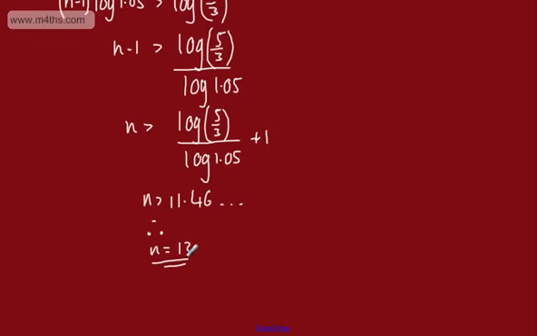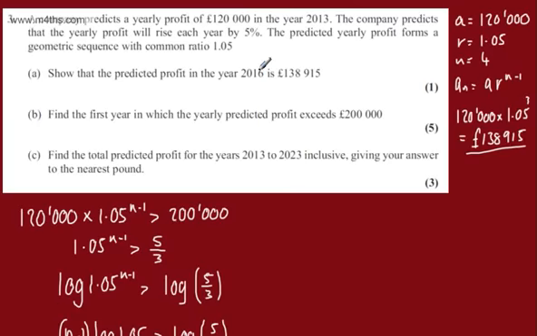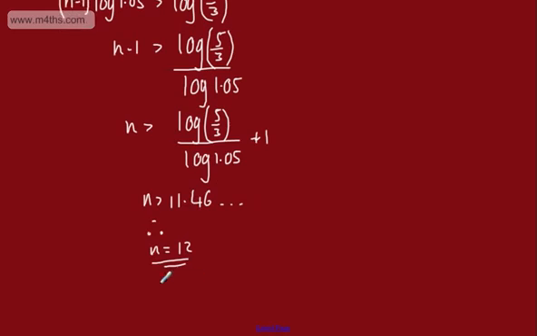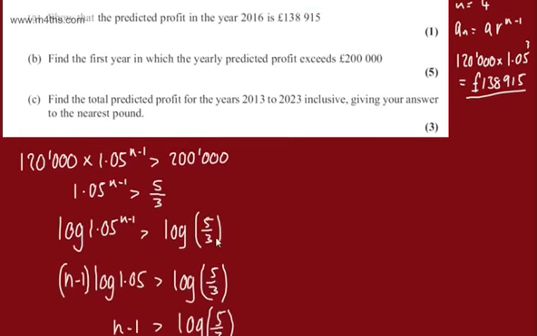If n is equal to 12, if we started in the year 2013, we can say that that year will be 2024. So 2024 is the correct answer.